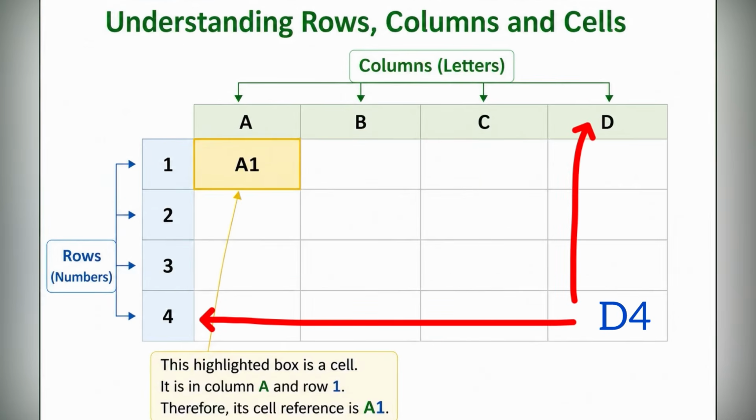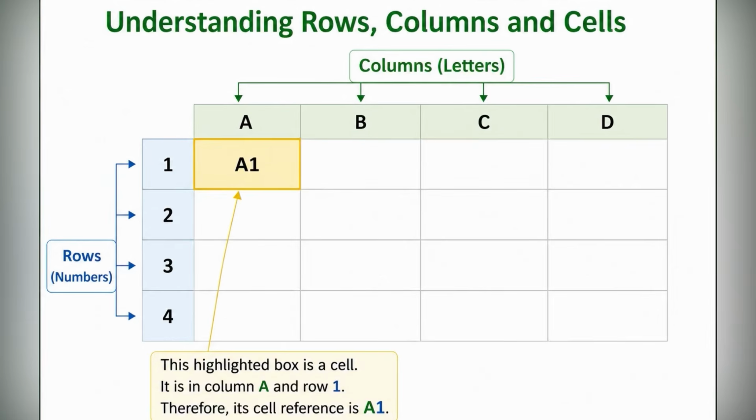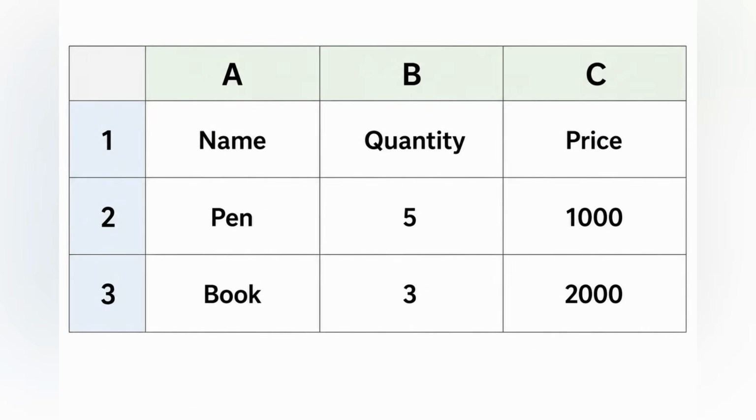Now that we know what rows, columns, cells, and cell references are, let's practice identifying cell references using a simple table. Remember, a cell reference is formed by combining the column letter and the row number. Let's start with the word Name. Can you identify its cell reference? The word Name is located in column A and row 1. Therefore, its cell reference is A1.